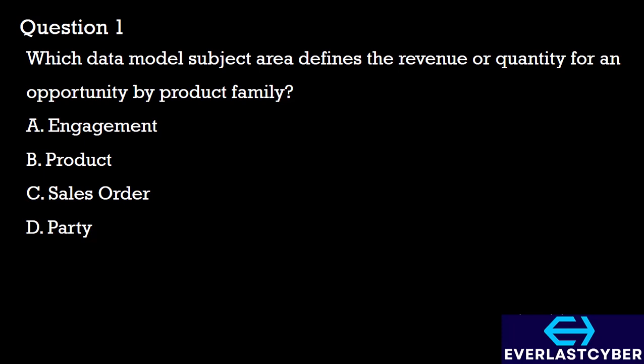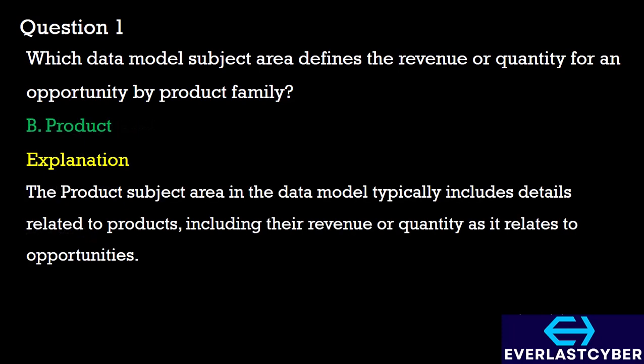Sales order relates to orders that are placed by customers and the details surrounding those orders. Now, these may not directly define revenue by product family in the context of opportunities. Party involves the stakeholders in the transactions like the customers or suppliers, rather than the specific revenue or quantity data for products. So our answer here is option B.